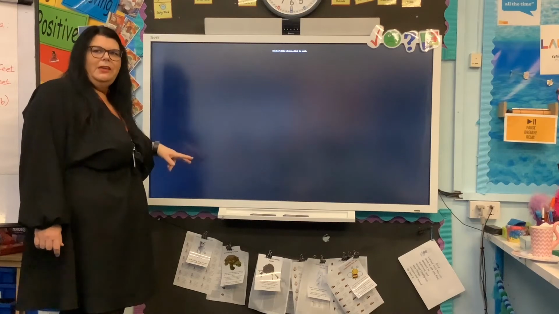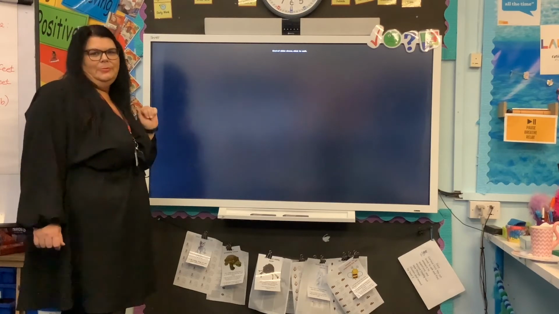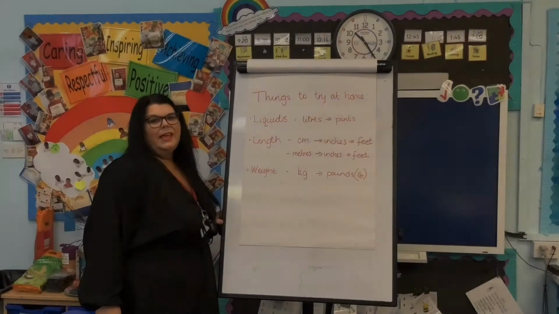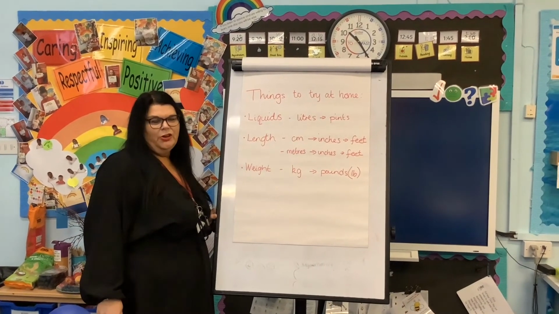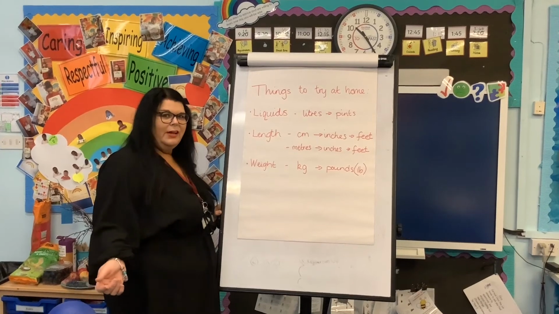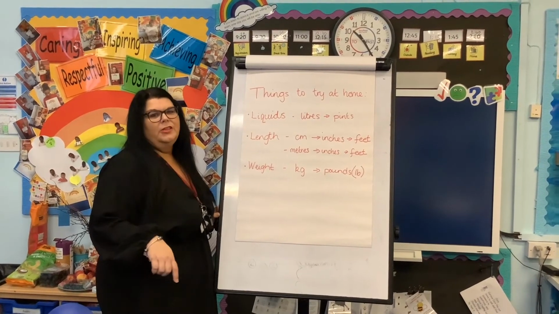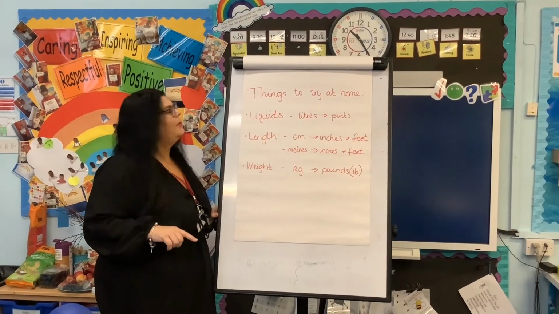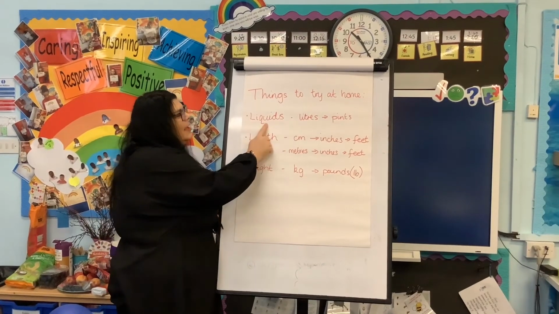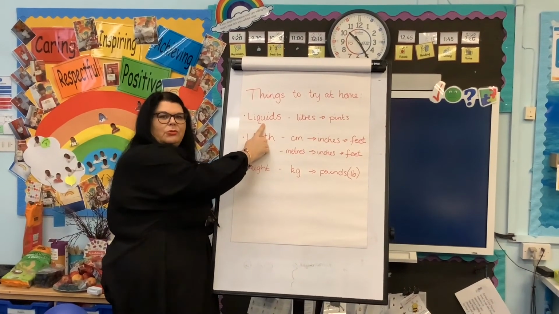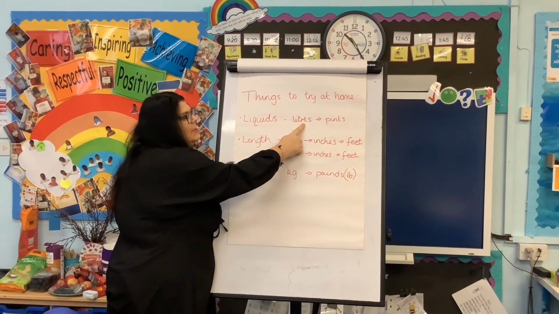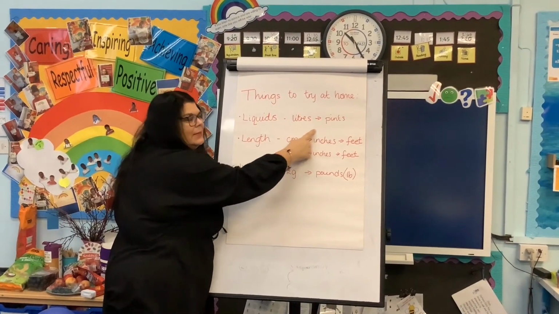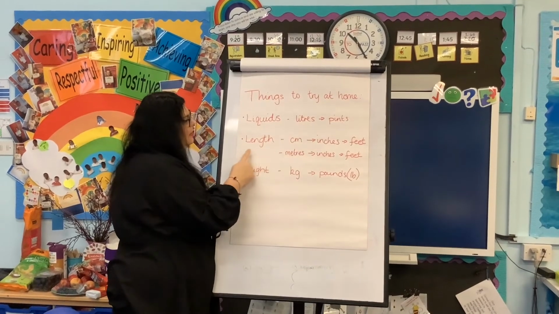Now I'm going to give you some examples of things that you can measure at home and convert between imperial and metric measurements. Here's a list of things for you to try at home. I want you to measure some things that you've got around the house, including yourself or your family, and convert them between imperial and metric measurements. I've thought liquids, probably you've got some milk or some orange juice or some squash. See if you can convert litres to pints or pints to litres.